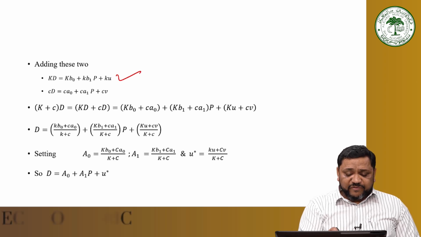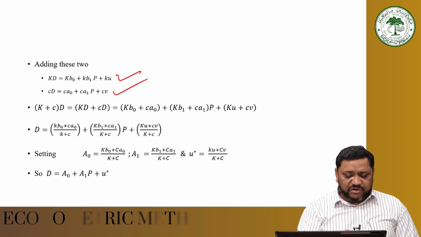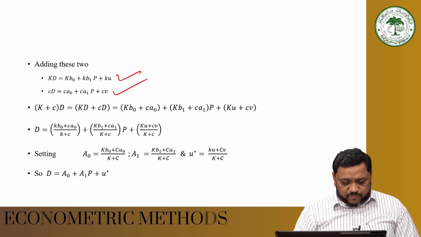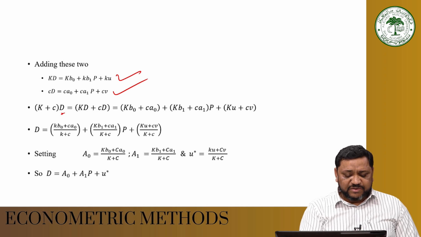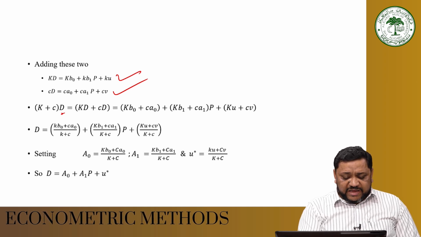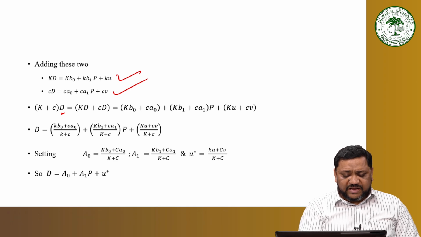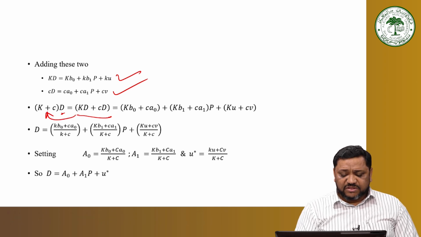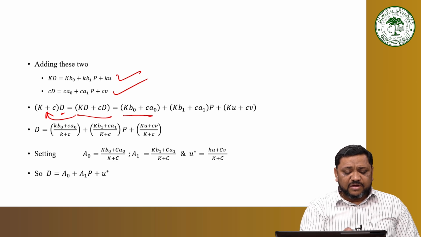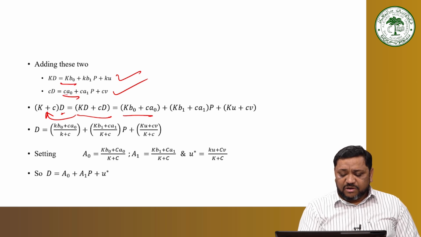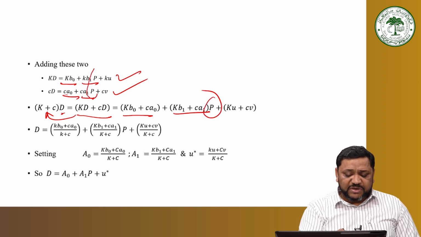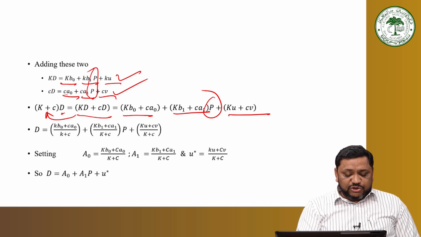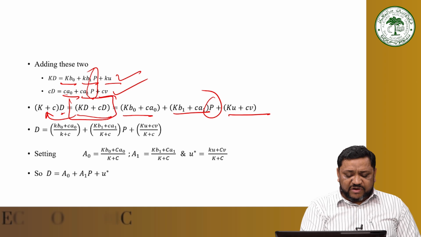Now these two equations we have derived in our previous slide, and we simply add both of them. When we add them and take D common, it is (K plus C) multiplied by D, which equals KB0 plus CA0 plus (KB1 plus CA1) P, where we take P common because P is common at both places, and the last term is KU plus CV. So now we have this equation.